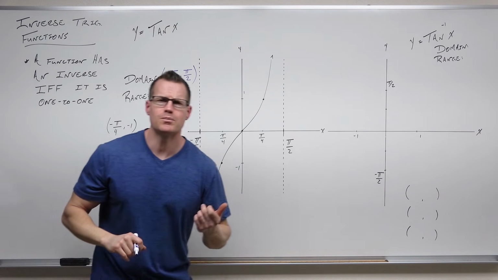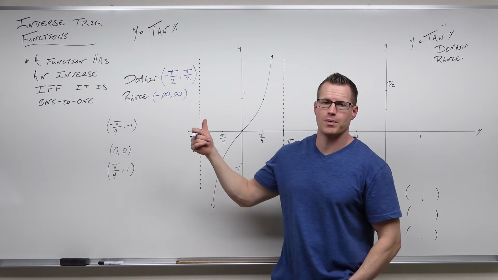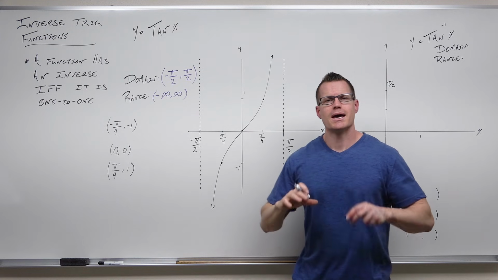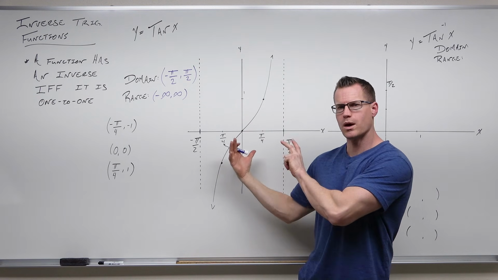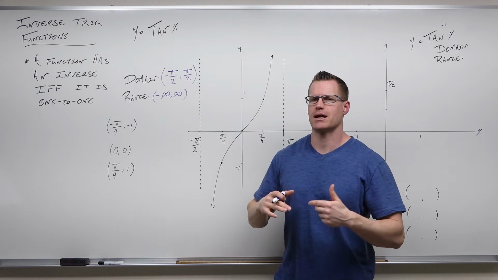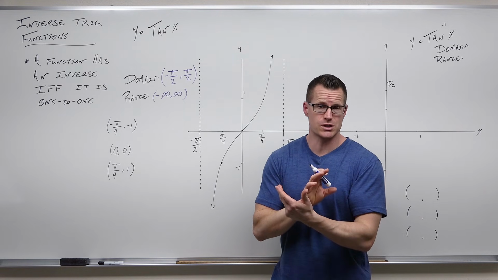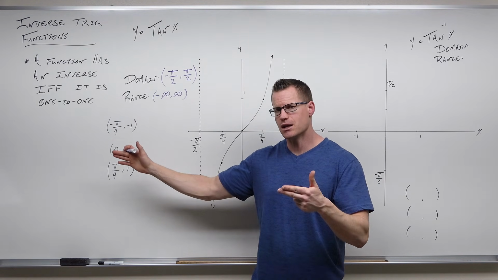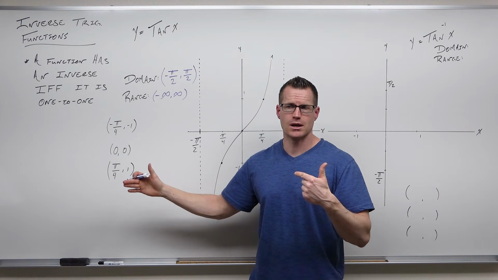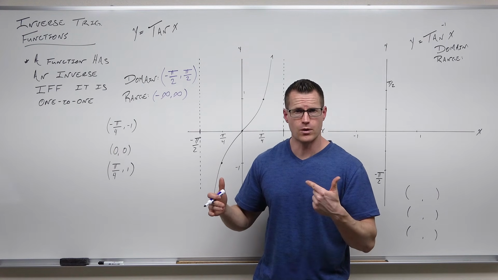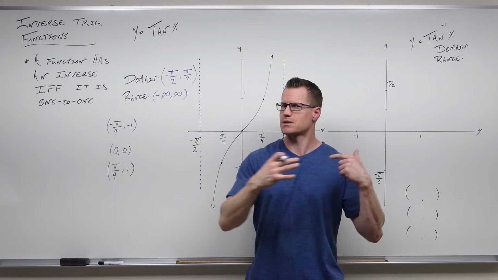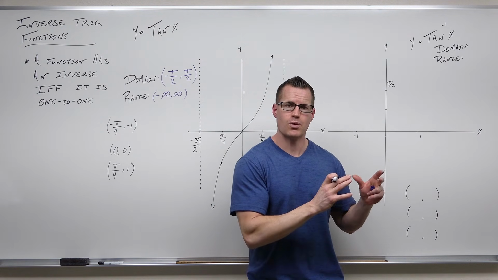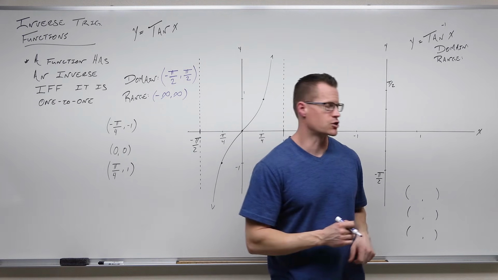And we see a few key points on this. We have this key point of negative pi over 4, negative 1. We've got 0, 0, and we have pi over 4, positive 1. Everything about this one-to-one function on the restricted domain of tangent is going to be reversed as far as inputs and outputs are concerned. So all of our key points are going to change. If negative pi over 4, negative 1 is on tangent, then negative 1, negative pi over 4 is on the inverse. 0, 0 gives us 0, 0. Pi over 4, 1 gives us 1, pi over 4. So we're going to get 3 points that are key points for the inverse function.